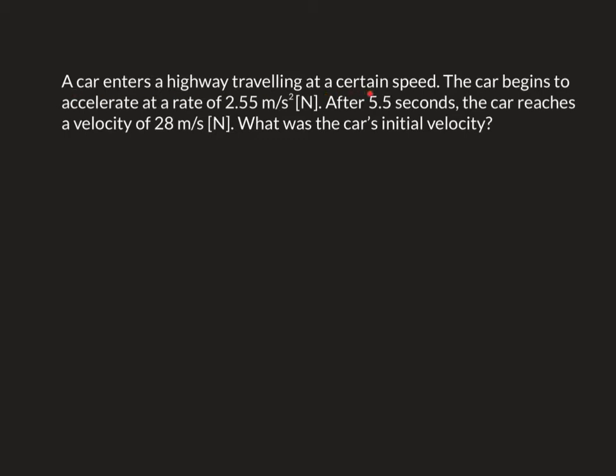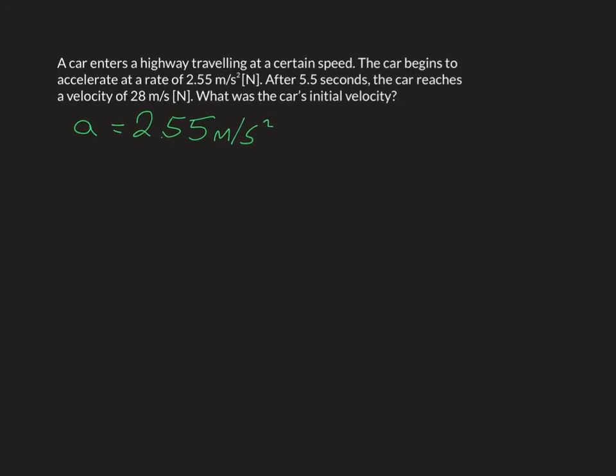So a car enters a highway traveling at a certain speed. Whatever that is, it's going to be our initial velocity. The car begins to accelerate at a rate of 2.55 meters per second squared. So obviously that's telling us the acceleration. So A is going to be 2.55 meters per second squared. And that's going to be positive, right? Because north is a positive direction. I'm just going to give myself a little bit more space here. From there, it says that after 5.5 seconds, so obviously that's going to be our time, 5.5 seconds, the car reaches a velocity of 28 meters per second north.